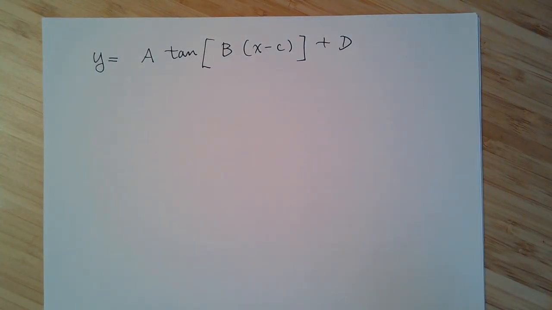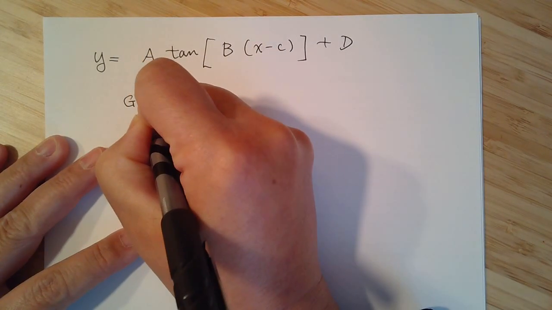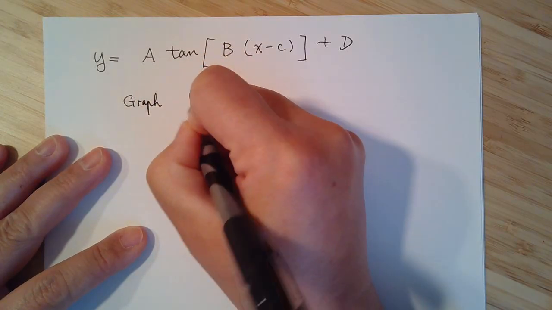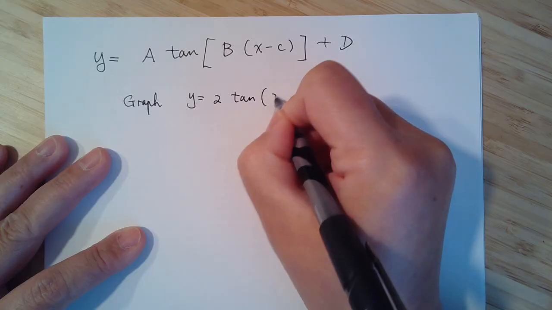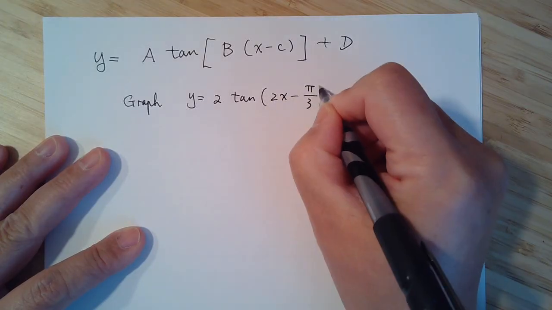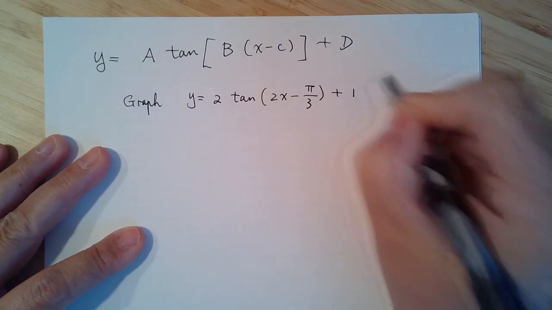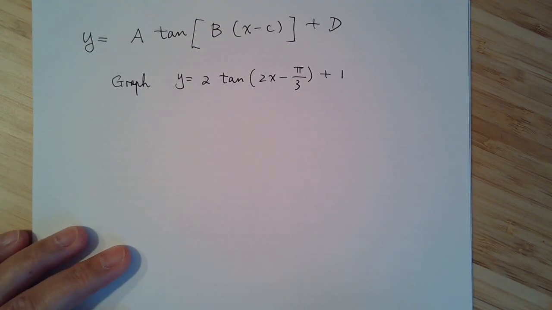I ask you to graph y equals 2 tangent of 2x minus pi over 3, plus 1. I just made this up, and I need you to give me A, B, C, D.